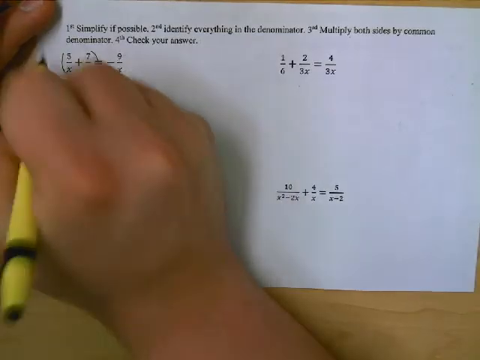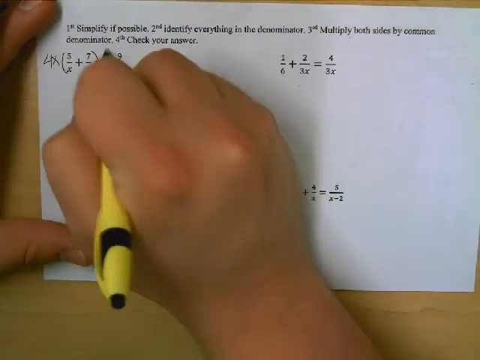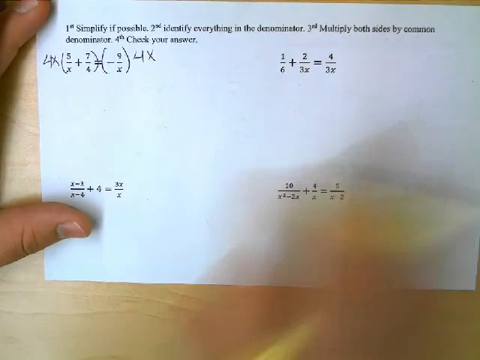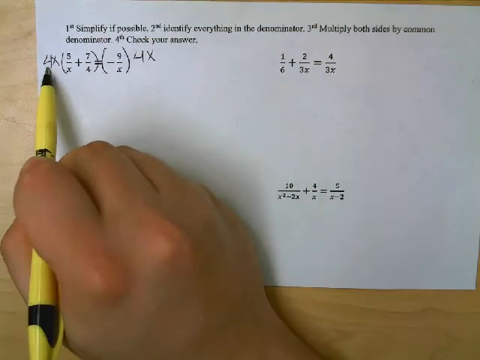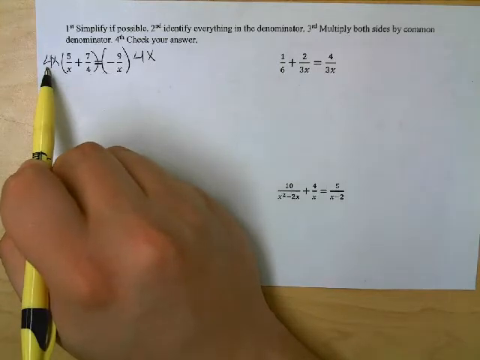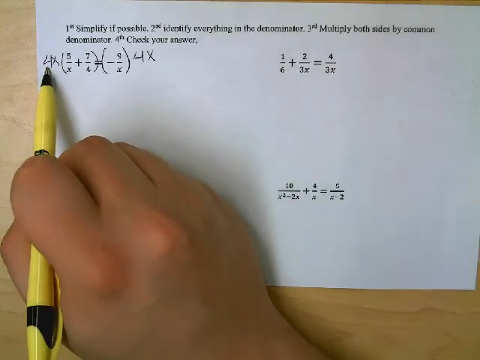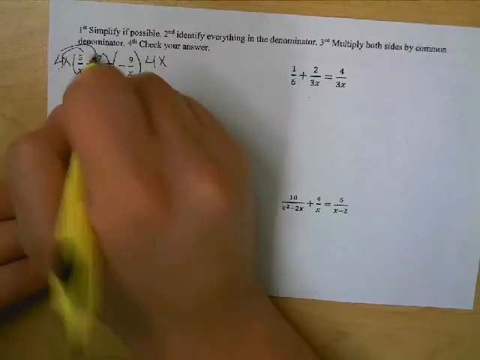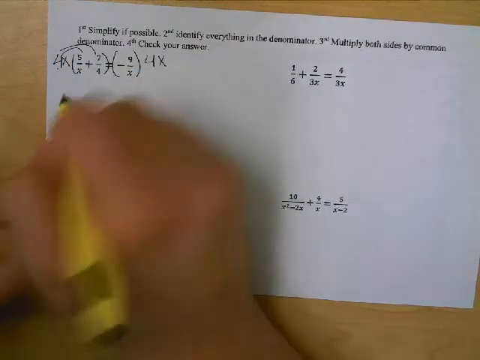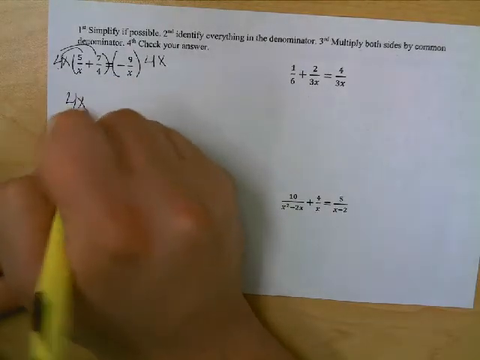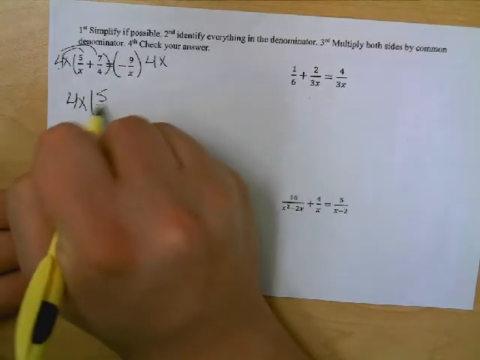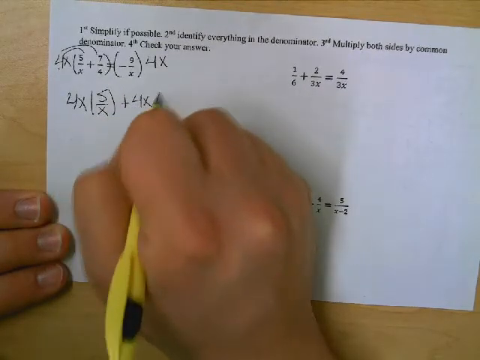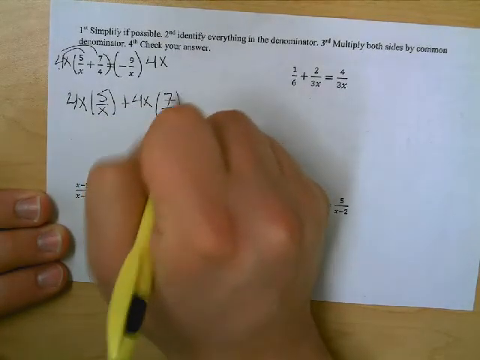Multiply both sides by 4x. Now, if this 4x were any other number, like a 3, what would you tell me to do? Multiply either side by 3. Yeah, distribute, right? So that's what I'm going to do. I'm just going to distribute. How can you distribute it in fractions? I'll show you. That's 4x times 5 over x plus 4x times 7 over 4.